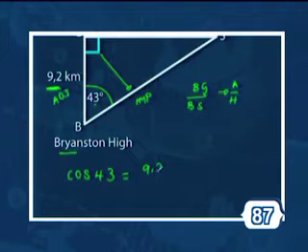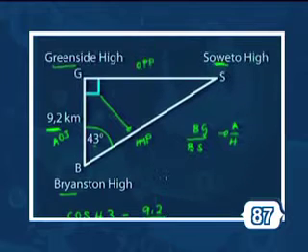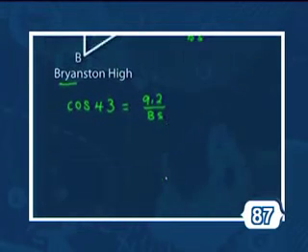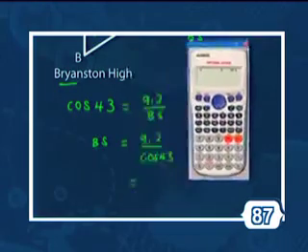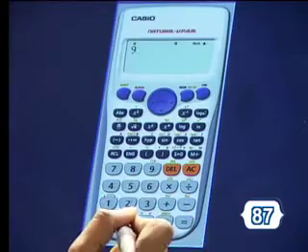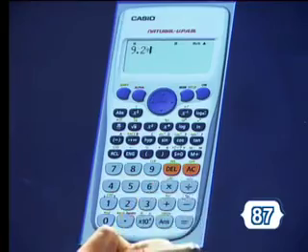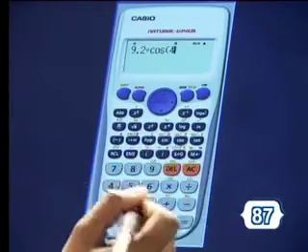So working from angle 43, we can say cos of 43 degrees is equal to the adjacent side, which is 9,2, over the hypotenuse, which is what we are looking for. So all we've got to do now to solve this is times both sides by BS and then divide both sides by cos 43. So I will get that BS is equal to 9,2 divided by cos 43. We can then put that into our calculator. So it's 9,2 divided by cos of 43.